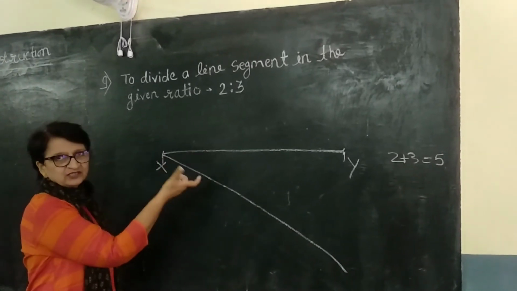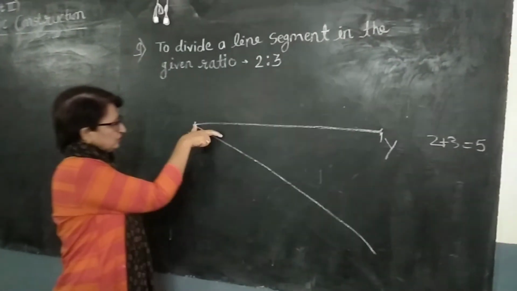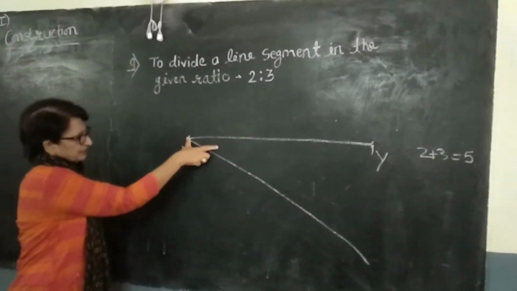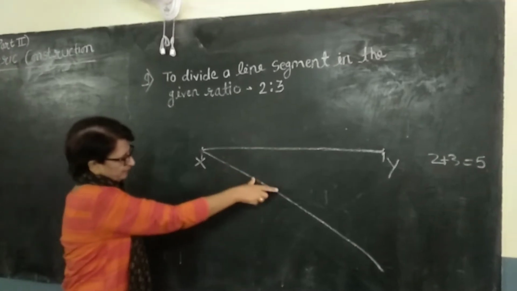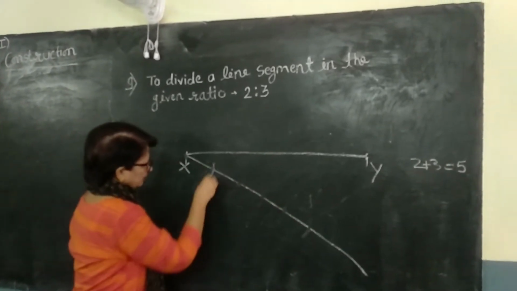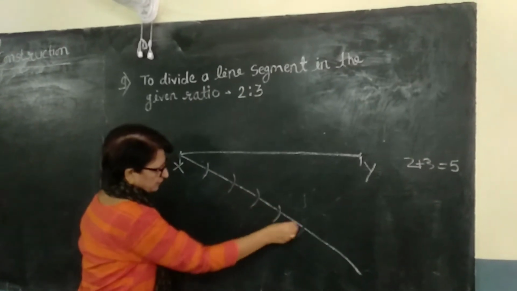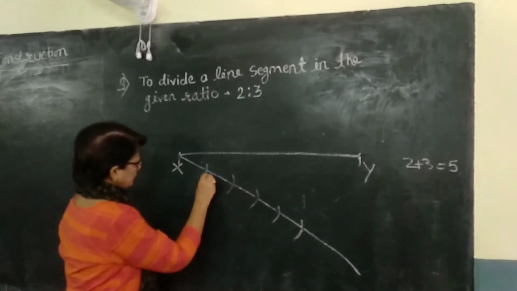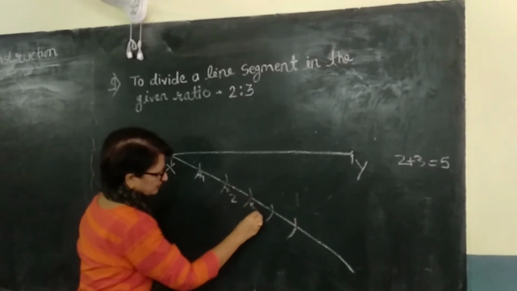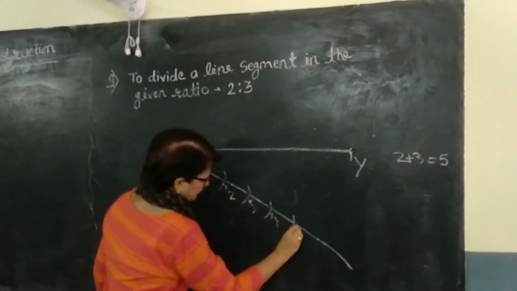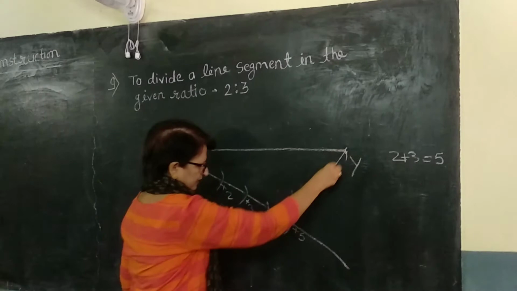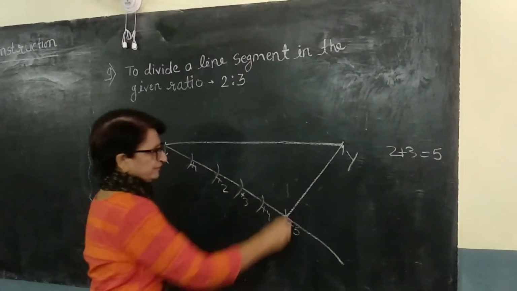Now in 5 equal parts, I told you what you have to do. Take any distance on the compass point. Now you have to draw 5 arcs. So it will be, let me do it like this: 1, 2, 3, 4, 5. Okay? 1, 2, 3, 4, 5. This is X. So this will be X1, X2, X3, X4, X5. Again join Y and X5.